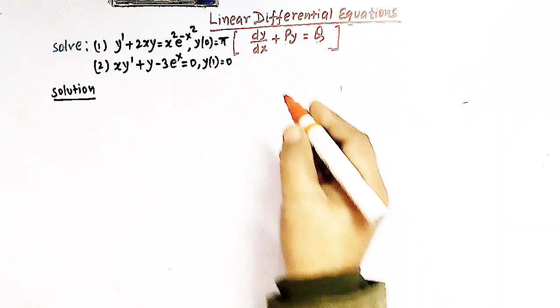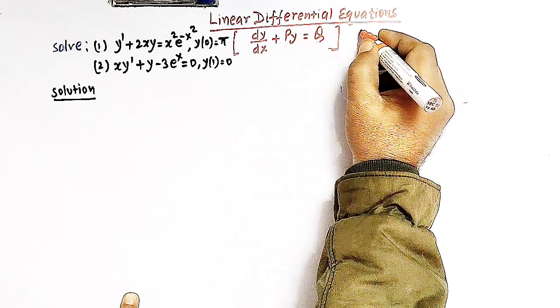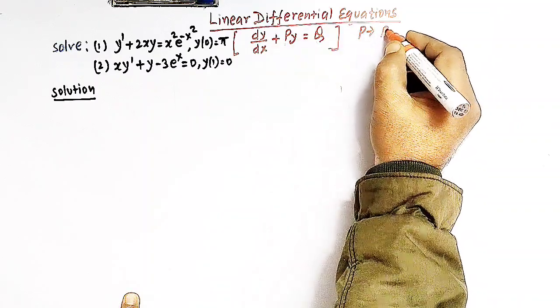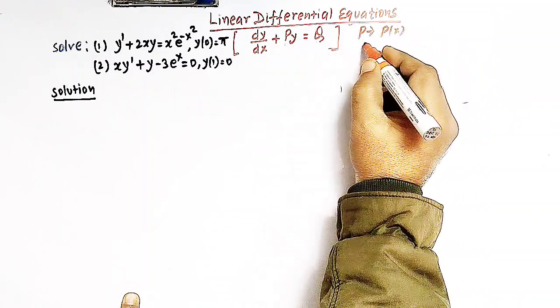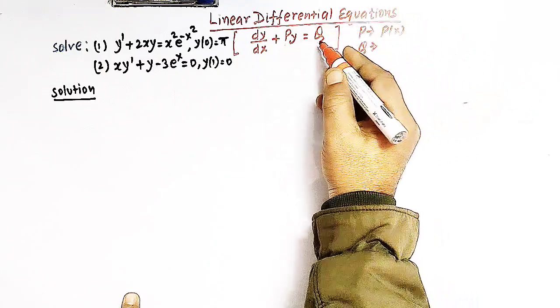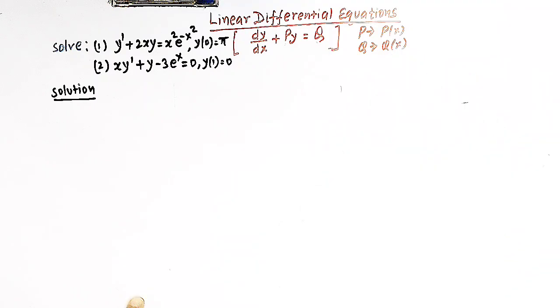And here p and q are either constants or functions of x. So p is either a constant or a function of x, and similarly q may also be a constant or a function of x, right?